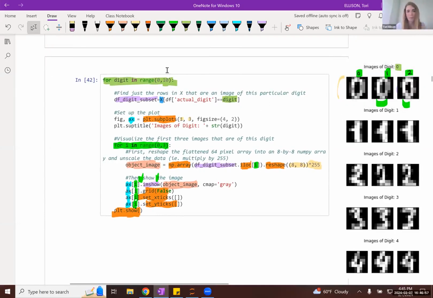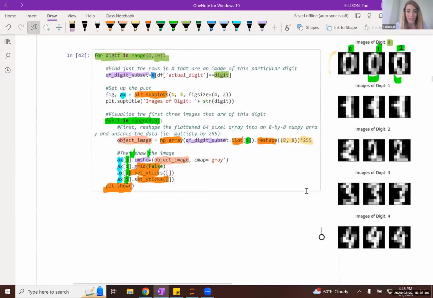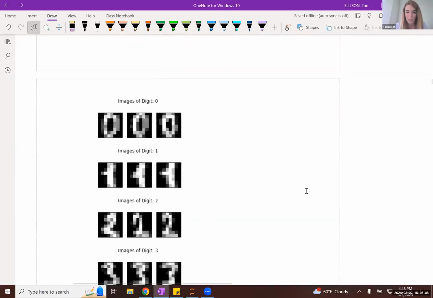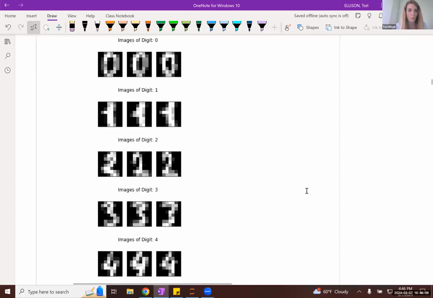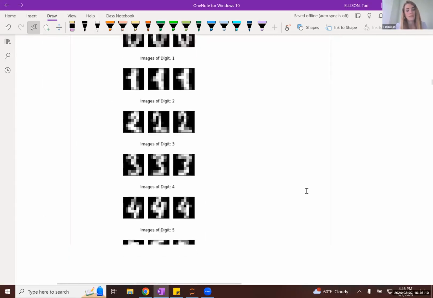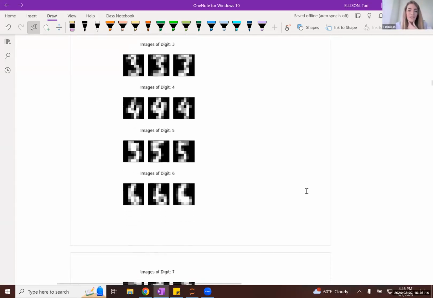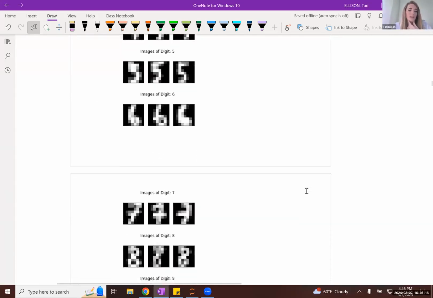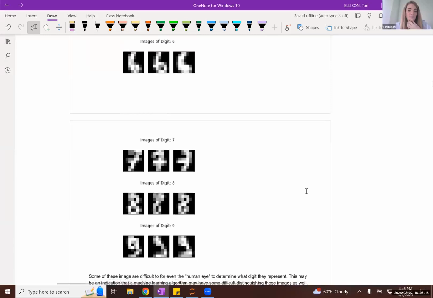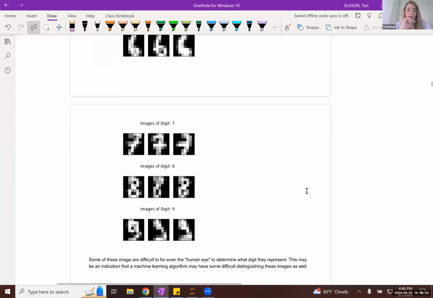I'm going to do the same thing for the remaining 9 digits in the data set. So what this gives me is a sample of what my 0s, 1s, 2s, 3s, 4s, 5s, 6s, 7s, 8s and 9s look like. And even simply by looking at the images, we can get a sense as to what kind of problems perhaps our supervised and unsupervised learning analyses might run into.